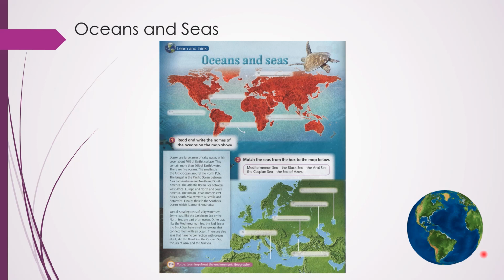With this information, you are going to cover the map above. In point number 2, you have to match the seas from the box to the map below. Here we have the Mediterranean Sea, you have to locate it. Then the Black Sea, the Aral Sea, the Caspian Sea, and the Sea of Azov. Here you can check with your planisphere in your book or check it on the internet.